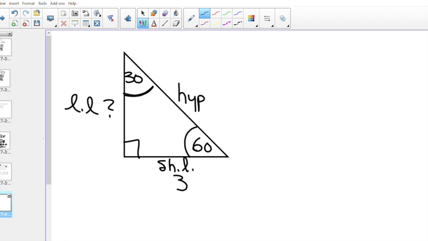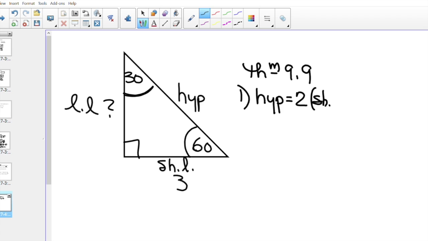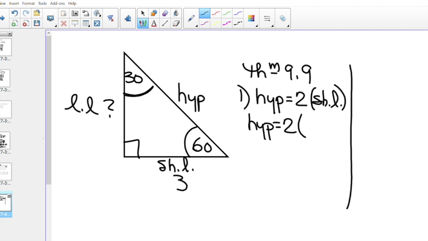So, we are using theorem 9. First, hypotenuse is equal to 2 times the shorter leg. So, hypotenuse is equal to 2 times 3. So the hypotenuse is equal to 6.